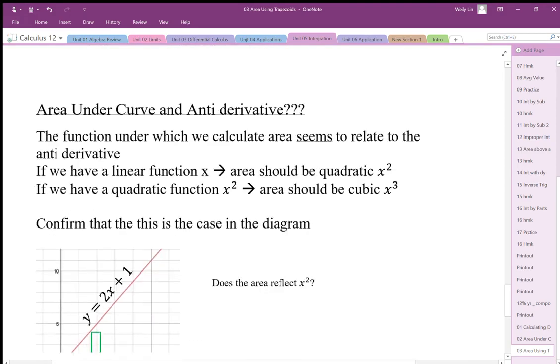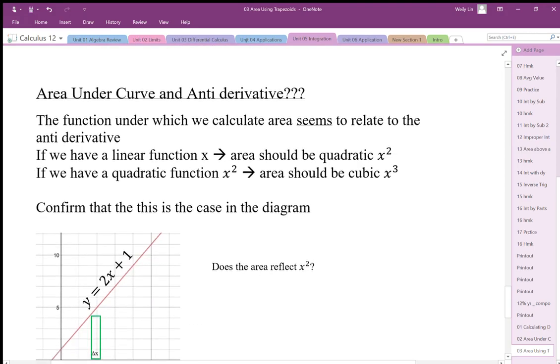The area under the curve seems to have something to do with the antiderivative. So why is that the case? Well, what we know about the power rule for differentiation is that if we differentiate a quadratic, we get a linear function. So the antiderivative of a linear function should be quadratic. And vice versa, differentiate a cubic, we get a quadratic, so the antiderivative should be a cubic. Now we haven't quite figured out exactly how to get there, but we know that there's some relationship there.